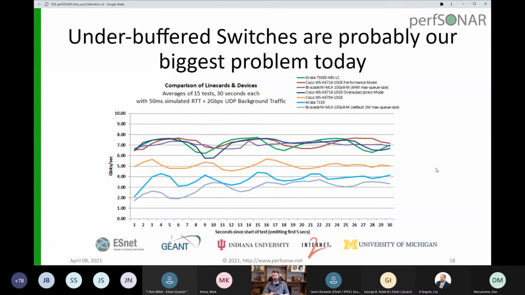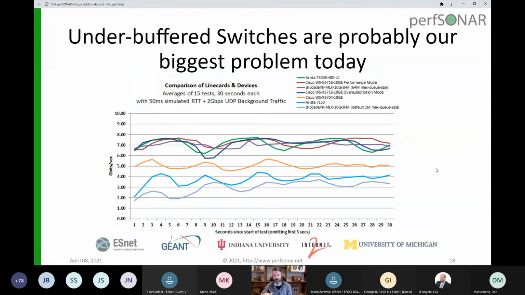We don't have enough network capacity to move this data. So underbuffered switches, we've talked about this several times, but this graph kind of brings home what we've been talking about in terms of not having enough buffer to cope with high-speed data transfers. So these are all simulated with 2 gigs of background UDP traffic. And so we can see that some of these switches at the top can absolutely cope with a sustained 7 to 8 gigs, almost 8 gigs of traffic with 2 gigs of background traffic over 50 milliseconds because they have enough buffer to cope with that.